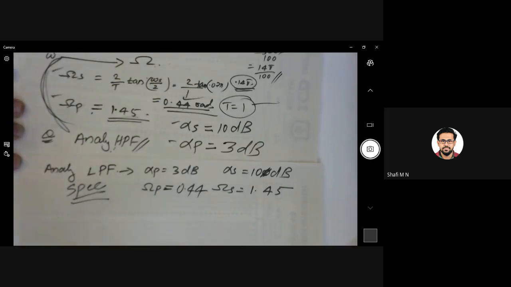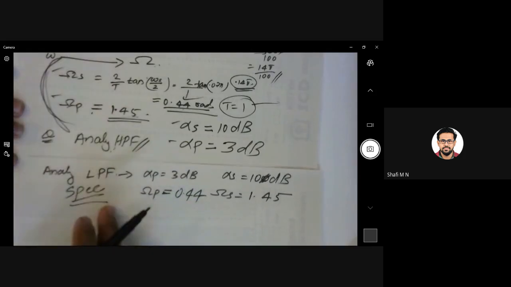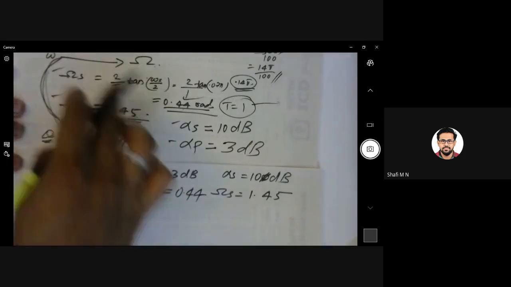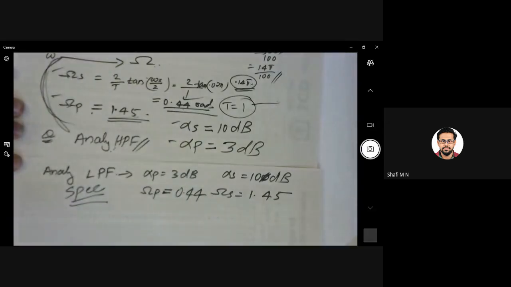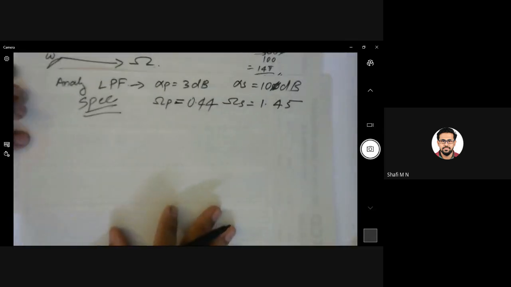Clear problem. Next is the mathematical part only. This concept is applied. This section is a complete problem. Now let me design the low pass filter. Help me.